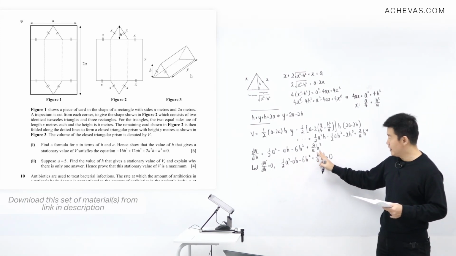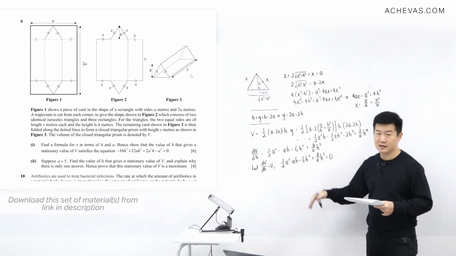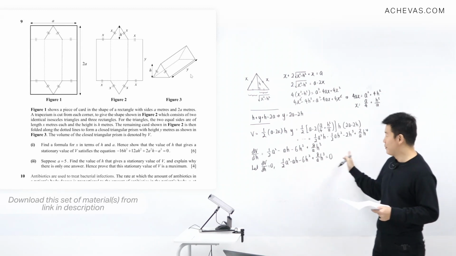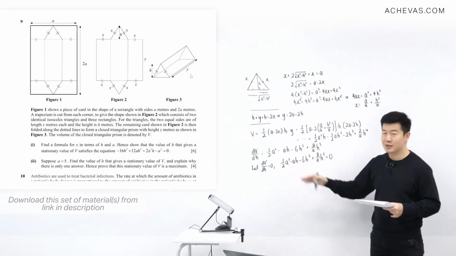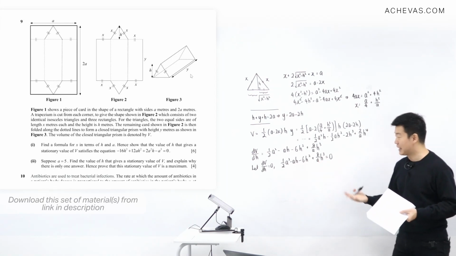So I'll remove this a, and I'll need this to become a negative 16. So I'll multiply this entire equation here by negative 2a, so that I can get this to become a negative 16.